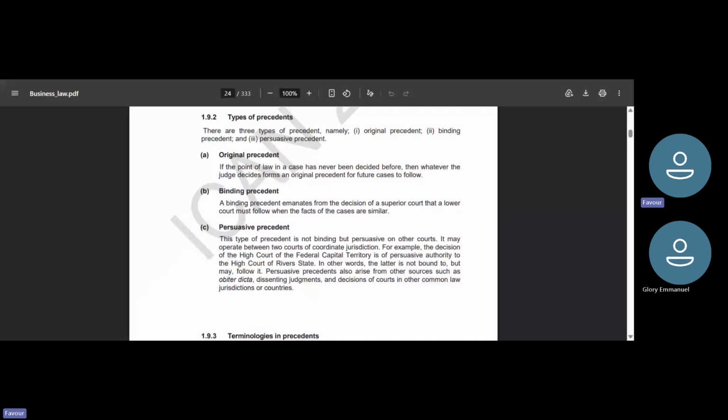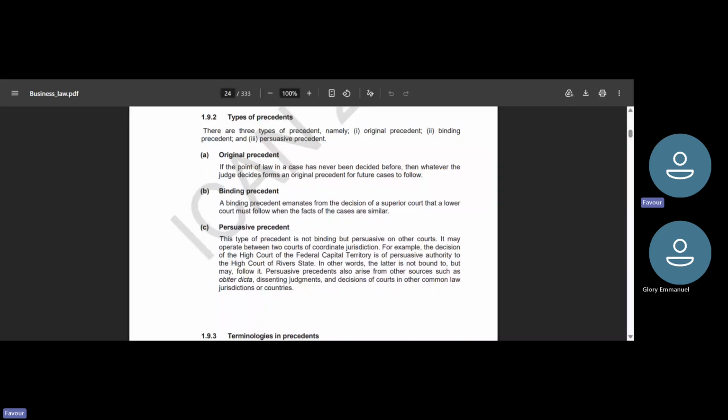I don't know if we're getting the analogy. The original precedent is like, okay, this has not been decided on before. This is the first decision being made. The binding is saying, oh, the higher courts have made a decision, so the lower courts are bound by that decision. They must use that as a precedent for similar cases.